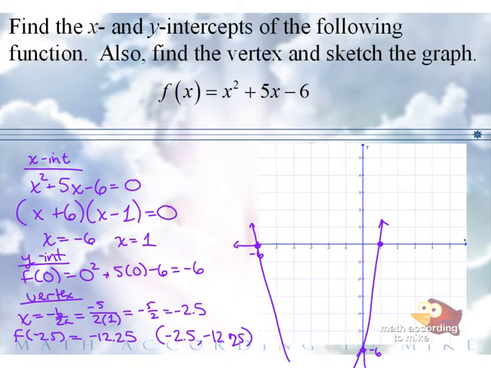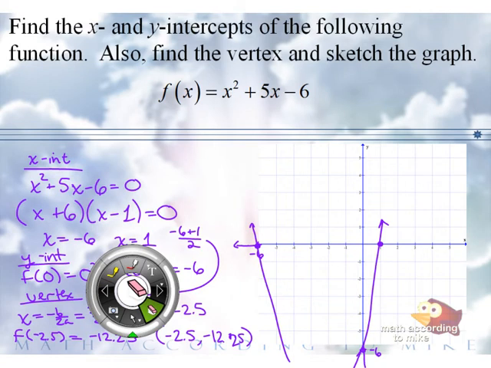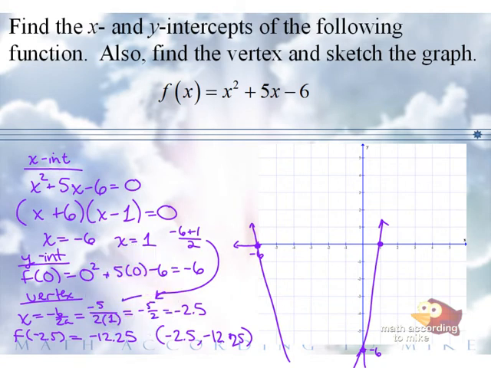Well, the thing you can't see is that, notice, if you were to average the x-coordinates, what is negative 6 plus 1 over 2? Negative 5 over 2. So if you were to average the x-intercepts, you will always get the x-coordinate of the vertex. So the vertex should appear vertically between the two x-intercepts. That's comment number 1.